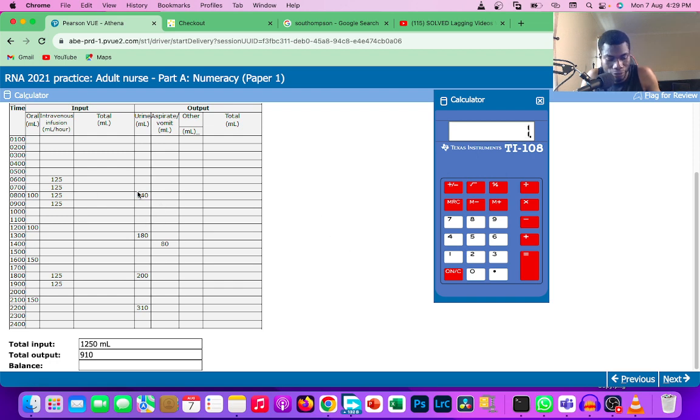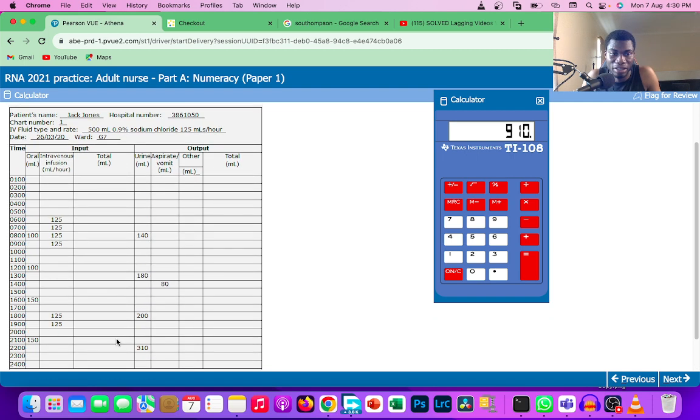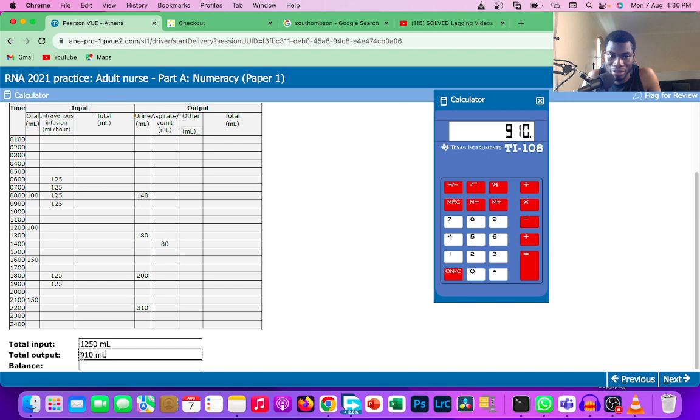So I'm going to start with 140 again, plus 180, plus 200, plus 310, plus 80, and that's still 910. So 910, I leave a space, I type my small m and then capital L, and I'll now come and balance it. The balancing is basically subtracting this one from this one, and if the input is more than the output, it's going to be plus, right?